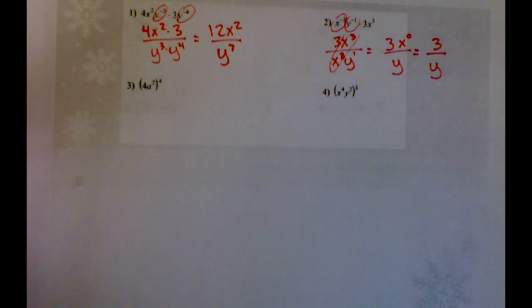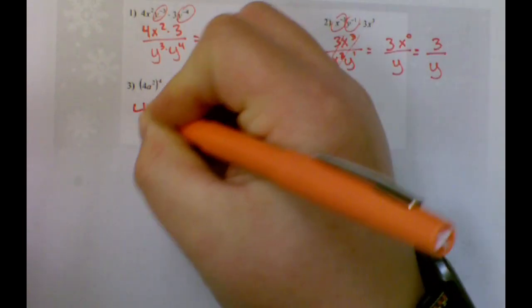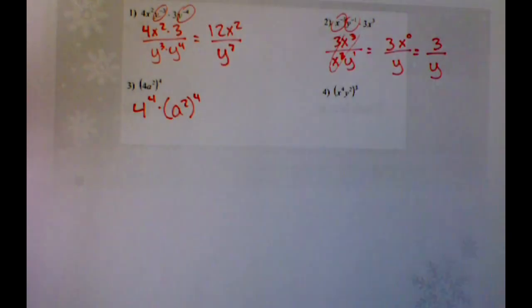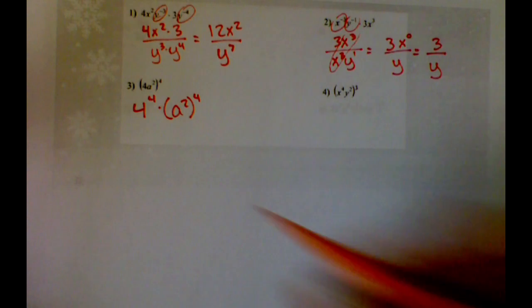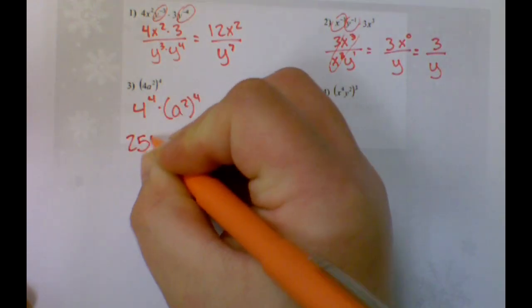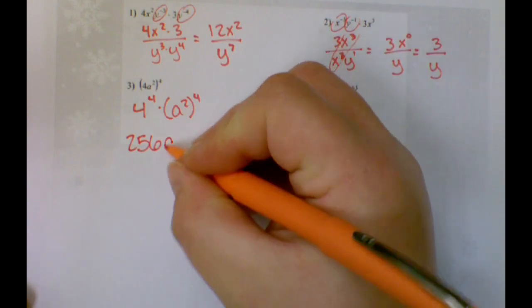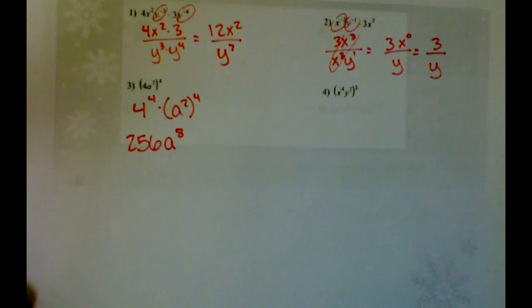4a squared to the 4th power. Well, I can distribute a power into multiplication, so I take 4 to the 4th power times a squared to the 4th power. Well, 4 to the 4th power is just a number. It is 256. A squared to the 4th power, a power to a power I multiply, so it's a to the 8th power. Remember that my base stays the same, only the exponent changes.